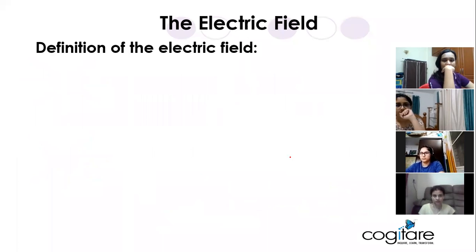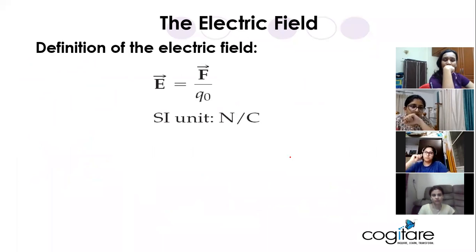Chaitri, go ahead and read this. The electric field. Definition of the electric field. E is equal to F by Q0. SI unit is Newton per Coulomb. Yeah, because just as we mentioned, force experienced by a unit charge.